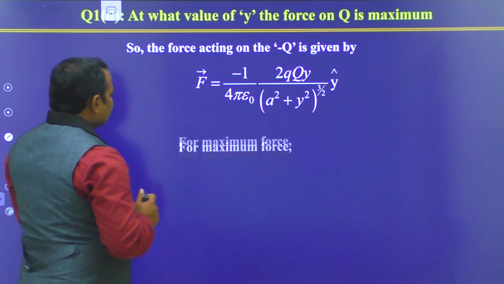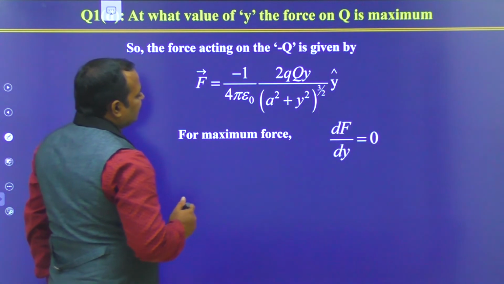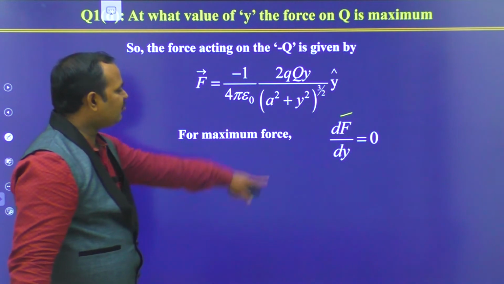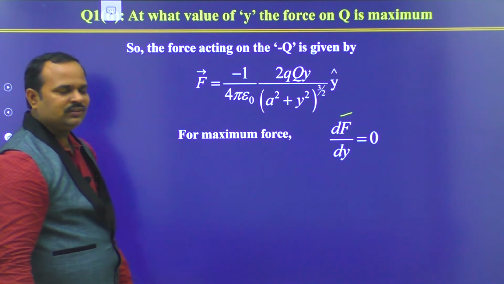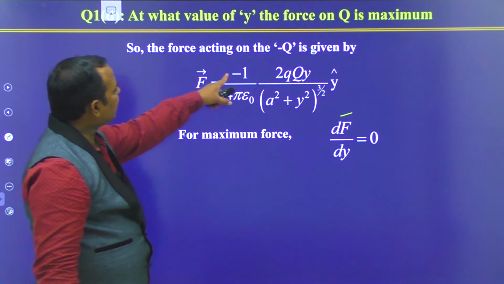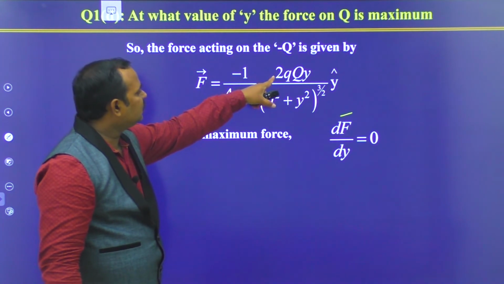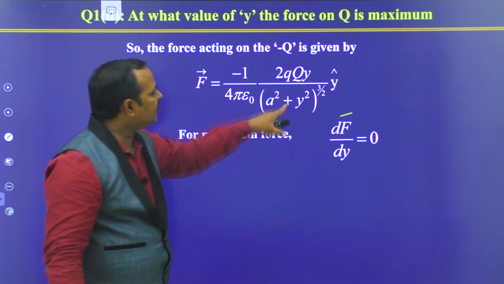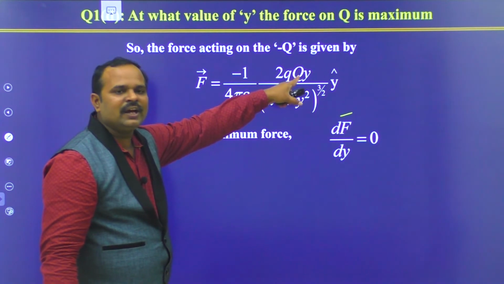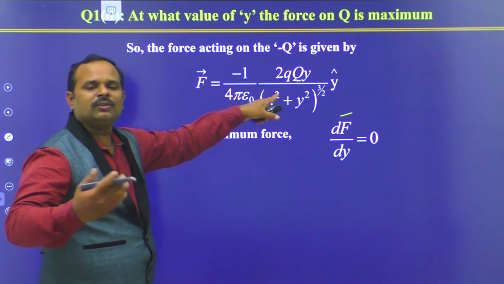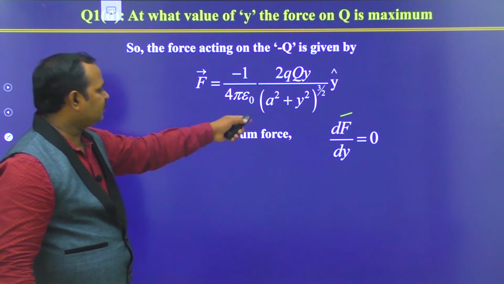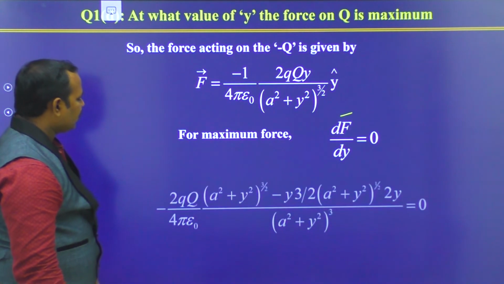So for maximum force, first, dF by dy is equal to 0. So let us do this dF by dy in this equation. Minus 1 by 4 pi epsilon naught is constant, 2q is also constant. y is a variable, here also y is a variable. So this is like a u by v formula. The differentiation of u by v is v du minus u dv by v square. So applying this differentiation, we get it this way.